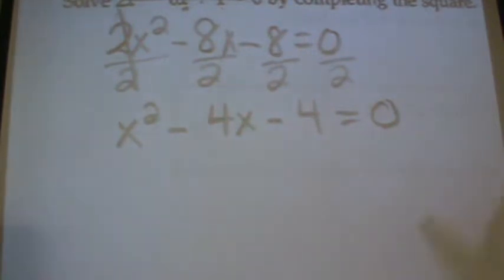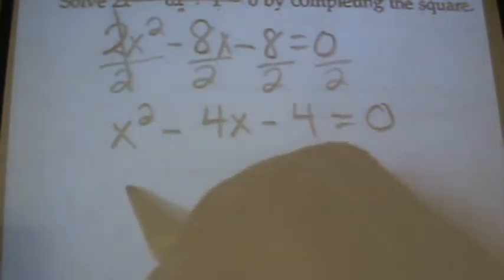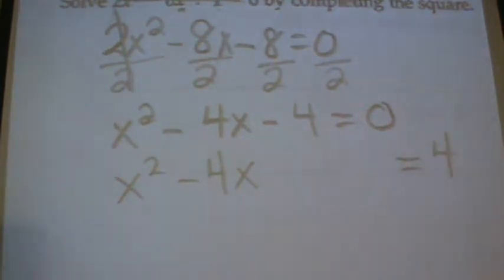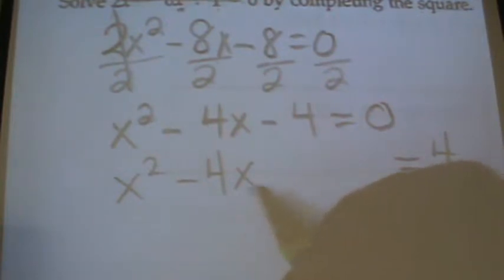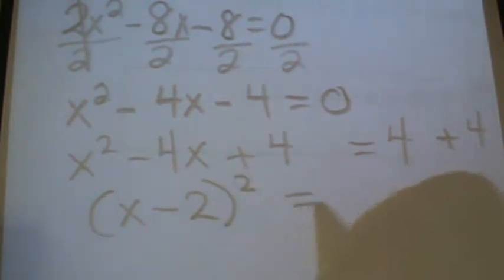So back to completing the square. What do you do next? After you divided everything by 2, Nick said, take the c value over. And you also take the b value, cut it in half and square it. So what do you get when you cut this in half? Negative 2, and square it, you get 4. You're going to add 4 to both sides. Then what do you do with this? Factor it, it's a perfect square trinomial.